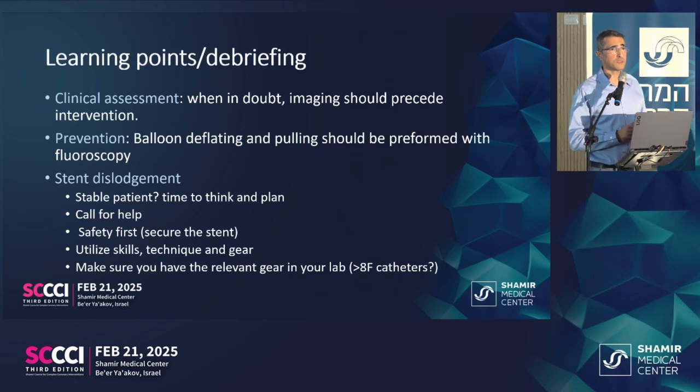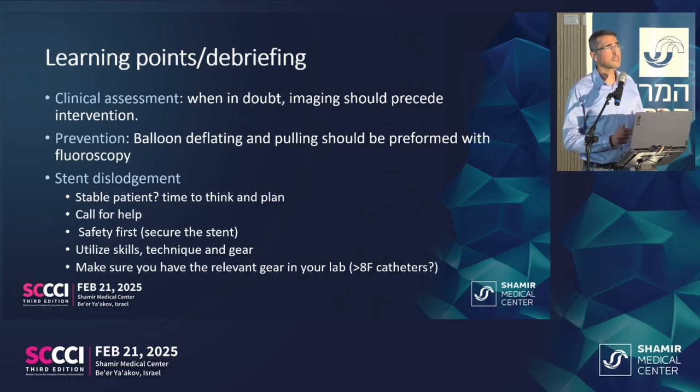Now, when you treat, stent dislodgement will happen. And when we debrief it, if the patient is stable, think and plan. Call for help. As Elad said, and I think this is the most important part, call for other people. When you're out of the room, you can think clearly. Okay? And then safety first. Safety first meaning it will be really, really bad if you were to lose the stent. To lose the stent and find it in the brain, that's not something you want to do.